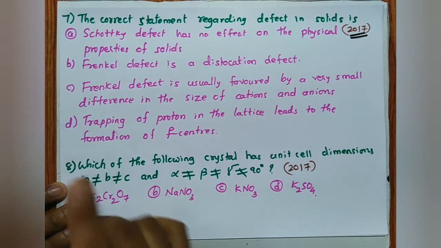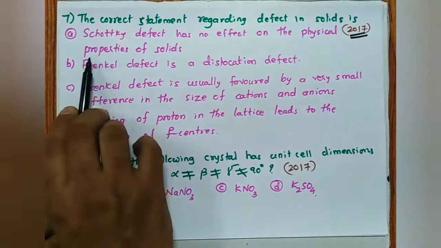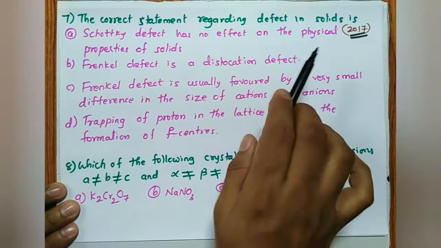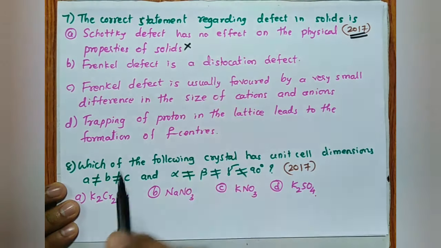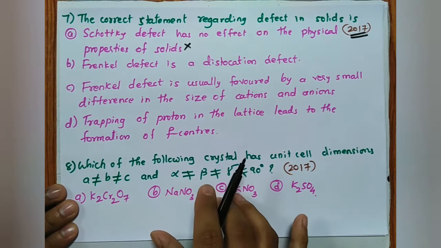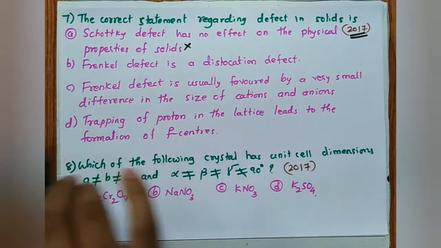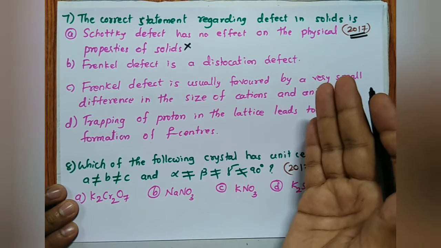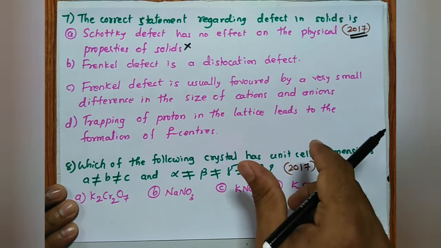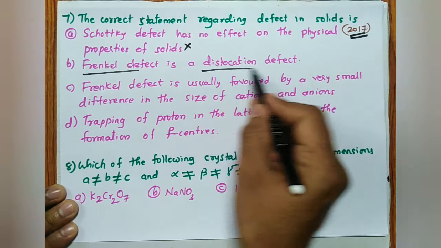So now, a 2017 asked question. Schottky defect has no effect on the physical property of solid. Just now we have discussed that Schottky defect decreases the density. Hence this should not be the answer. Then, Frenkel defect is a dislocation defect. So remember, Schottky defect is the defect where equal numbers of cations and anions are missing from the lattice, while Frenkel defect is the one where a smaller cation leaves its site and occupies the interstitial sites. So leaving the normal site and occupying the interstitial sites means what? That Frenkel defect is the dislocation defect.